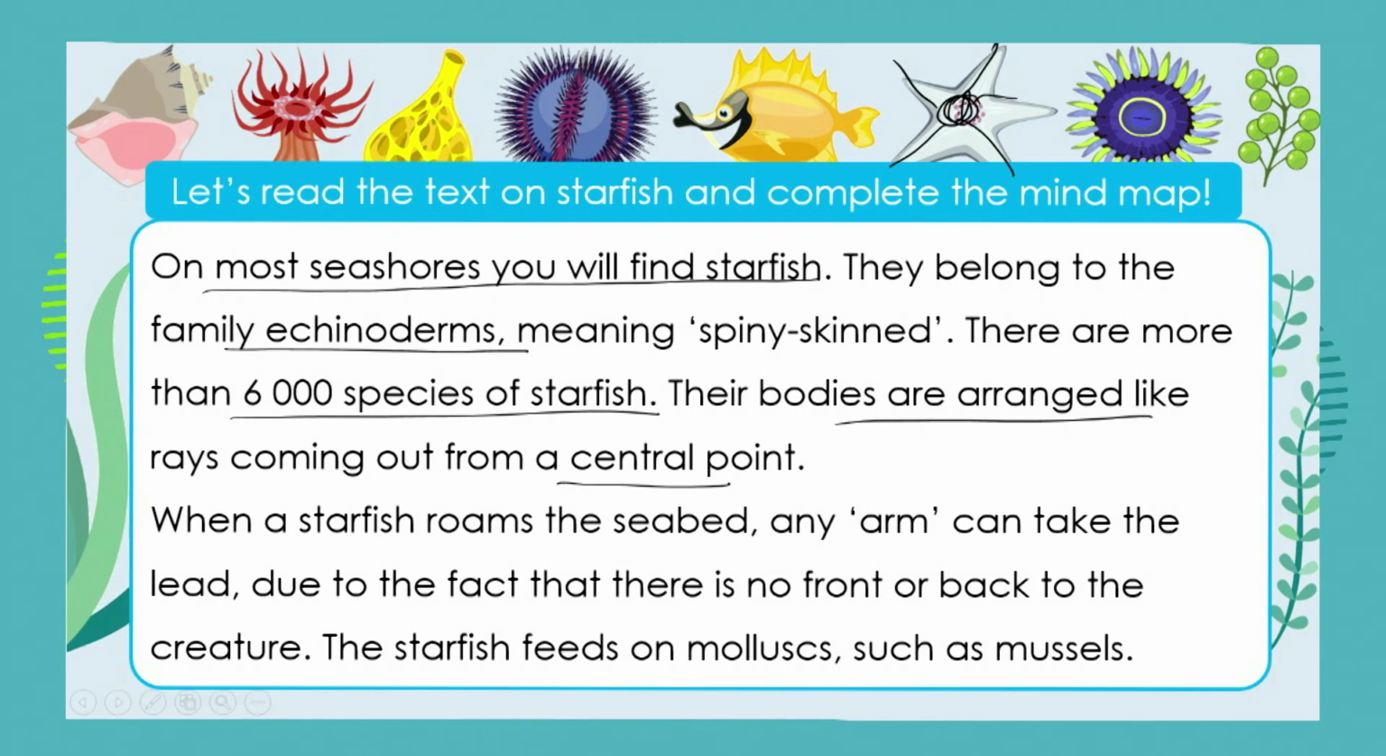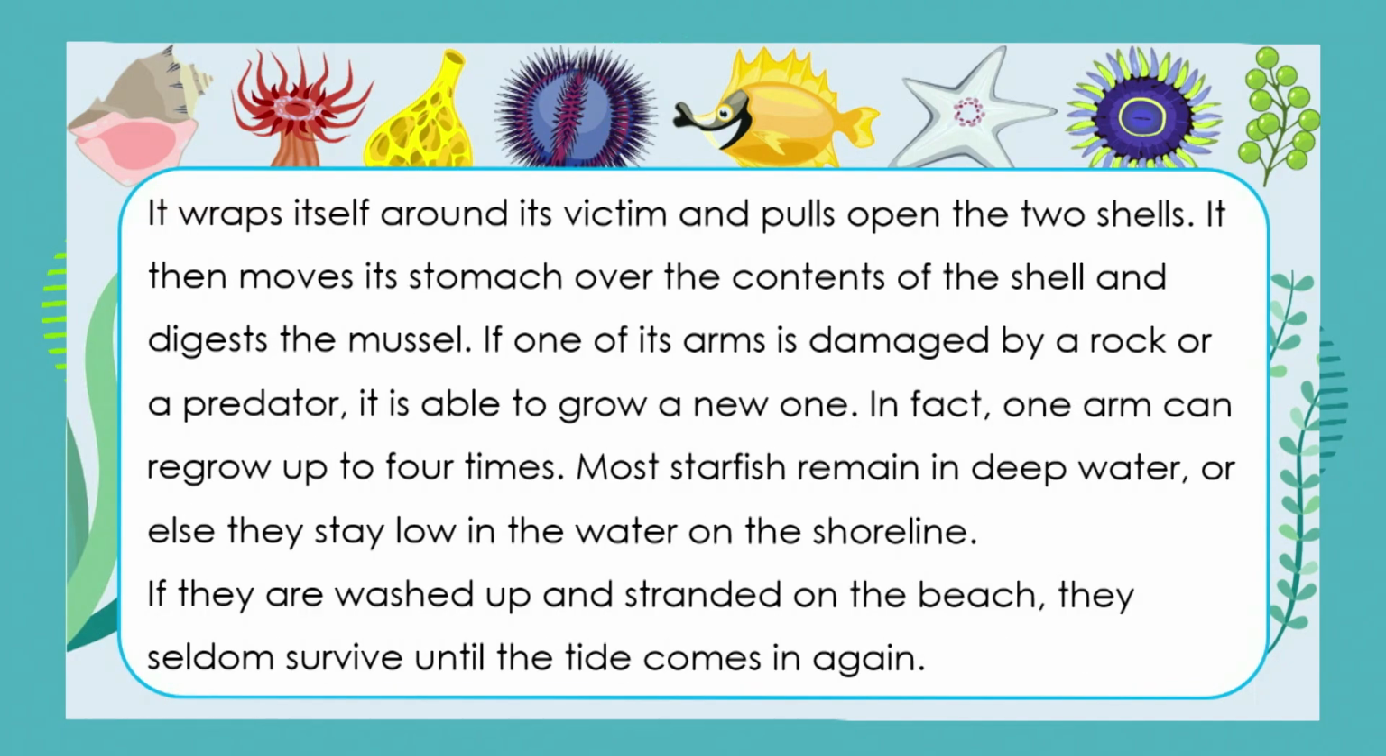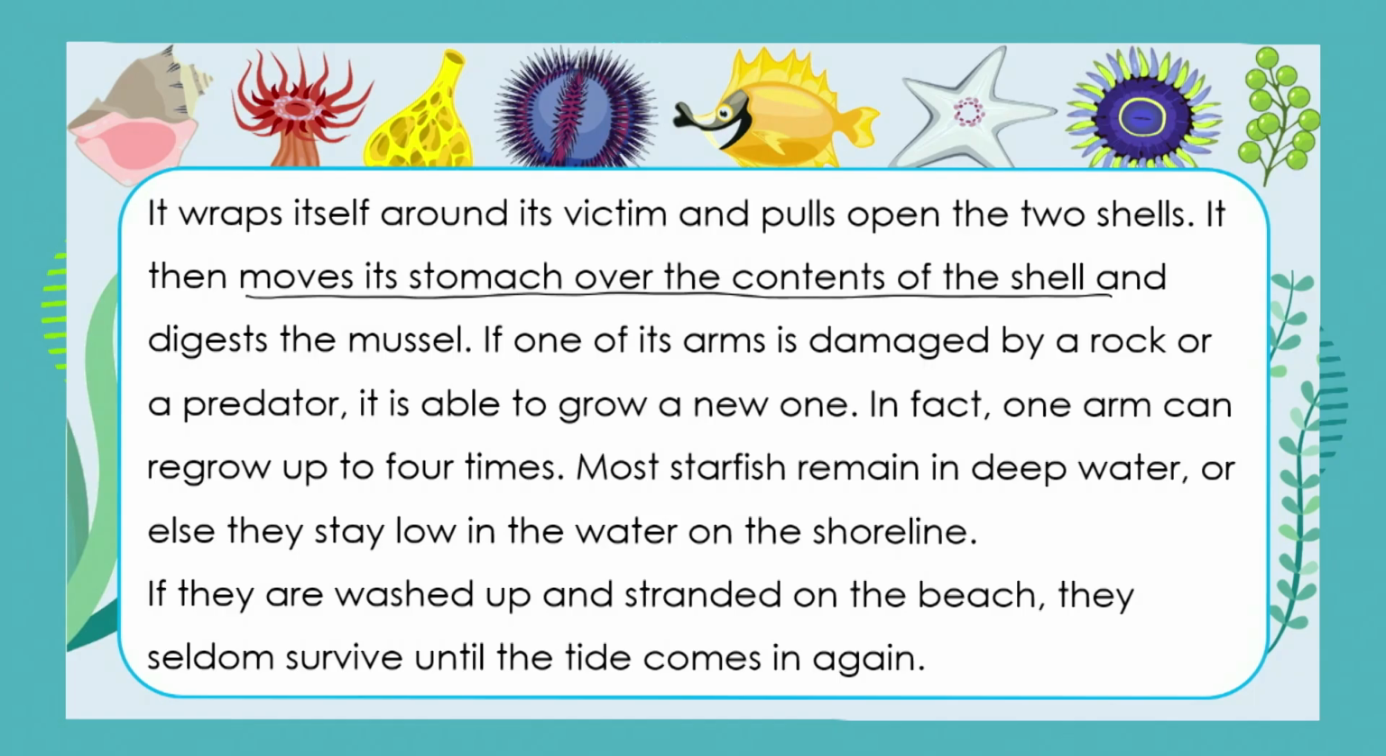Okay, when a starfish roams the seabed, any arm can take the lead due to the fact that there is no front or back to the creature, and the starfish feeds on mussels. Okay, so that's, we've got some food group there. It wraps itself around the victim. It then moves its stomach, right, over the contents. That's important. So remember, what are we doing now, grade 4s? We are underlining the most important, crucial facts of the text, right? What you find interesting. Okay, let's carry on.